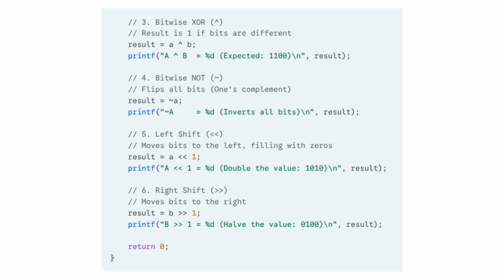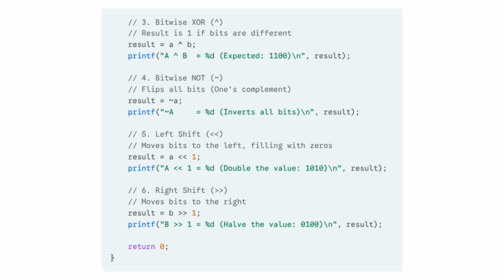Next, we have the left shift operator, written as two less than symbols, <<. The comment says moves bits to the left, filling with zeros. So what does that mean? Imagine you take the binary number and push all its bits to the left by one position. The empty space on the right gets filled with a zero.